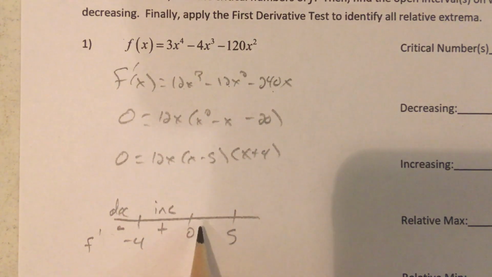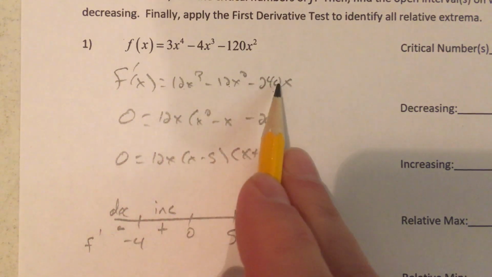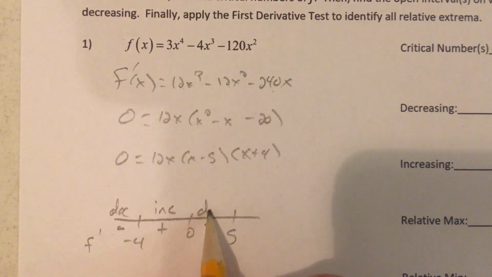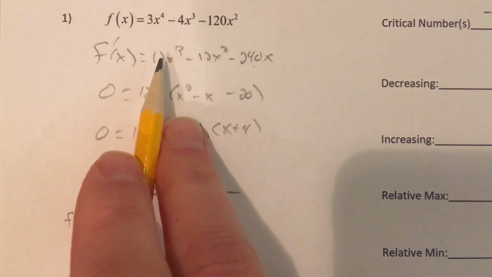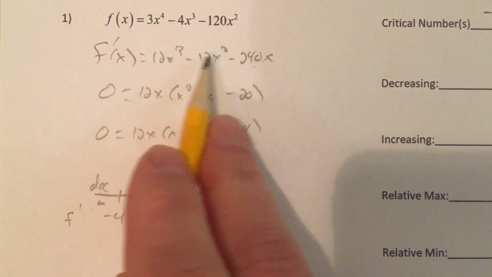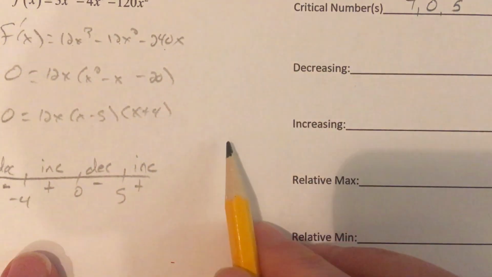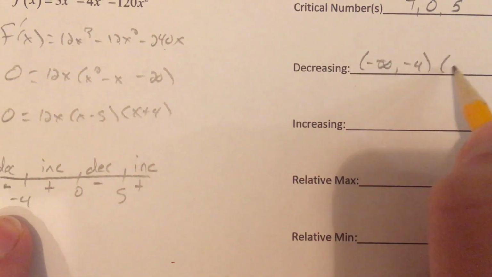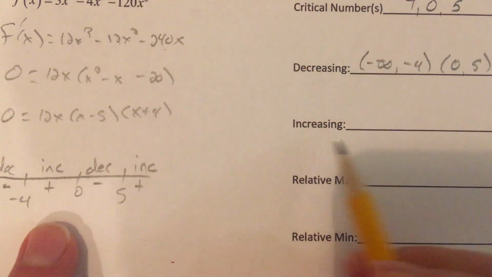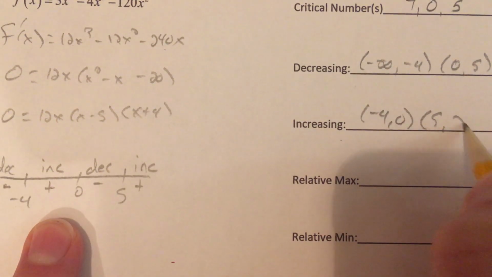So we're increasing. If I pick, say, +1 and put it in, I'm going to get 12 minus 240. That's a negative value there. Then if I pick a large positive, say 10, and put it in, I'm going to get a large positive minus this, but it'll still be a positive value. All right. So when are we decreasing? We're decreasing when the derivative is negative. That's from -infinity to -4, and from 0 to 5. When are we increasing? When the derivative is positive, from -4 to 0, from 5 to infinity.